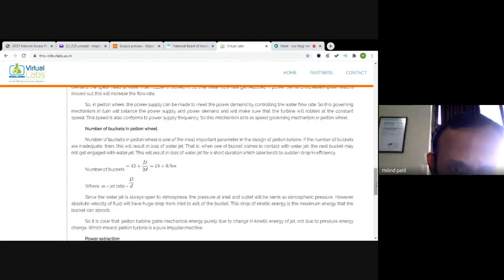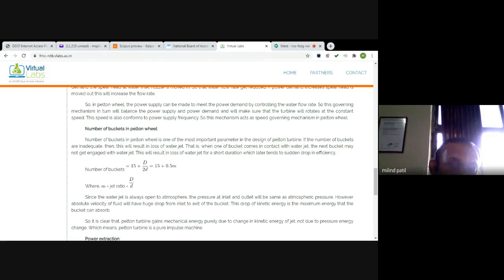Remember, the number of buckets in a Pelton wheel can be estimated by a simple correlation, which is 15 plus D upon 2d. Capital D upon small d is called the jet ratio. It has a very high significance in your Pelton turbine because this decides what should be the diameter of the runner, and a larger diameter of runner is not good for us because a larger diameter of runner will result in a very large momentum.